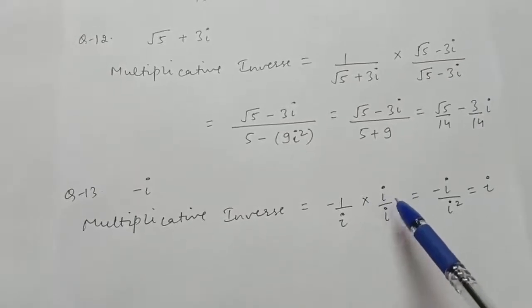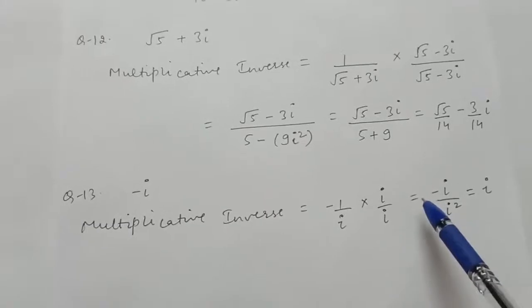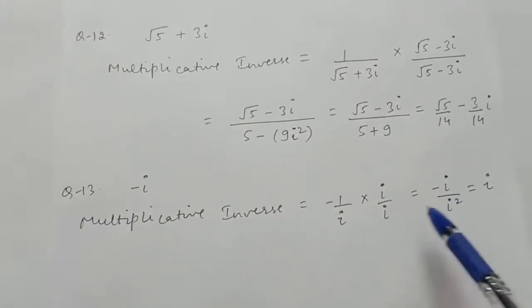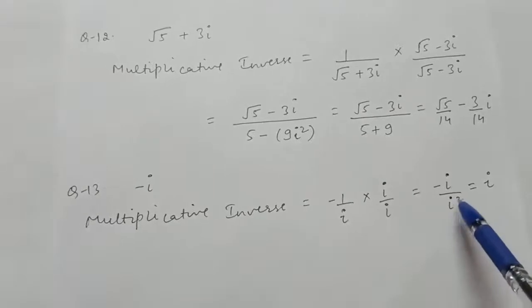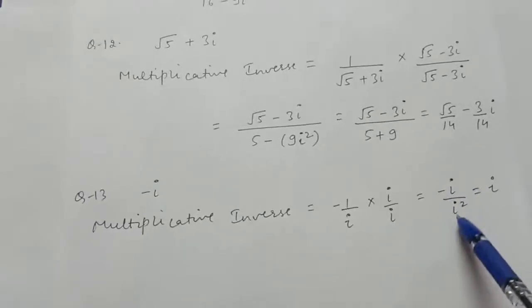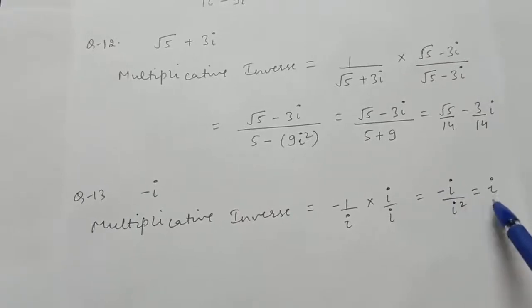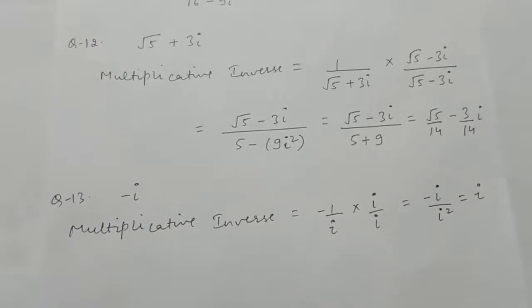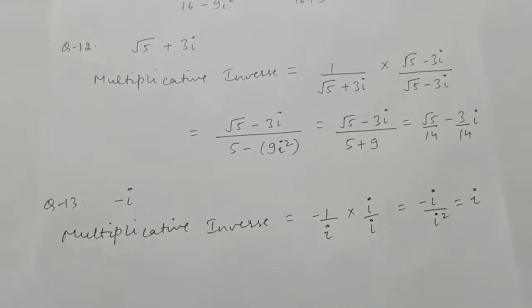Therefore rationalizing it with iota, you will get minus iota upon iota square, and iota square is minus 1. So this minus will get cancelled with iota square, which is minus 1 only. So you will get iota, right? So multiplicative inverse of minus iota is iota.